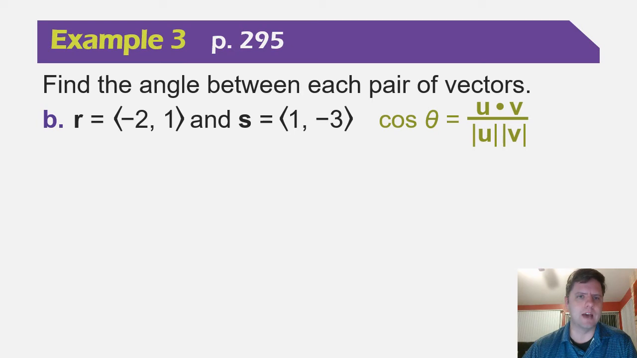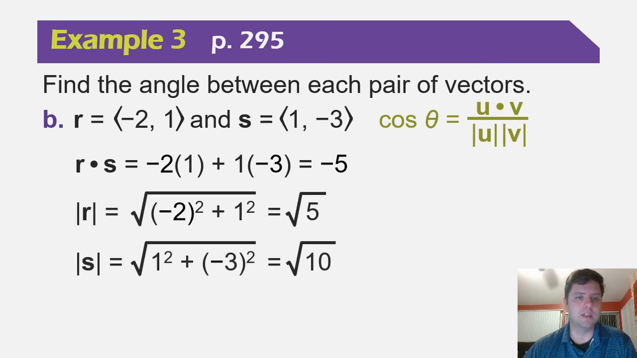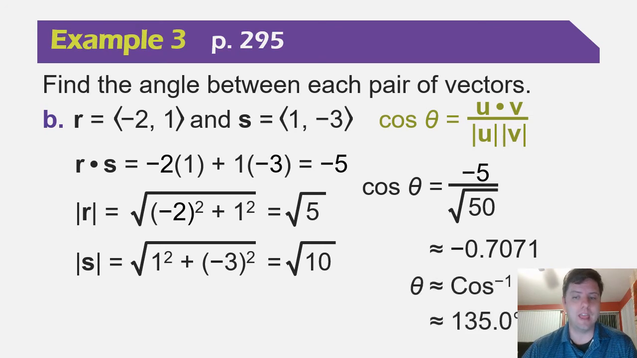We find the dot product by doing -2 times 1 plus 1 times -3, and we get an answer of -5 there. Then we find the magnitude of r and the magnitude of s through that calculation. We then put the -5, the dot product, over the multiplication of square root of 5 times square root of 10. And so we get -5 over the square root of 50. When you do that, we should get -0.7071. And then we take the arc cosine of that, and we should get around 135 degrees.